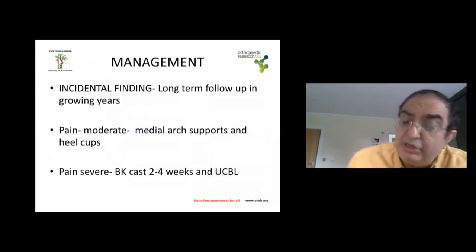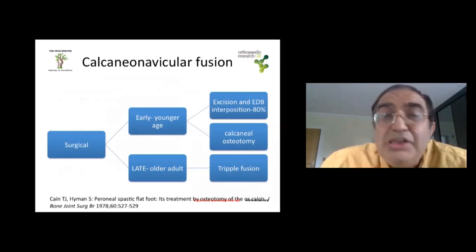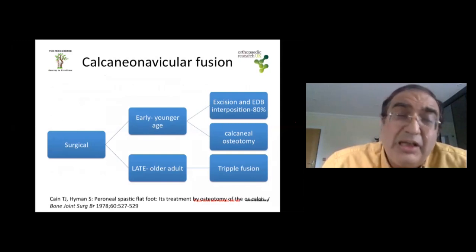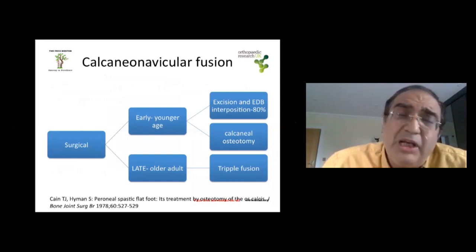And if conservative treatment fails, then the calcaneonavicular coalitions do quite well if you do early surgery on them, where you resect the bar and you interpose the extensor digitorum brevis. Whereas if it's a later adult, then you can still try excision of the coalition, but you may have to do a subtalar fusion.